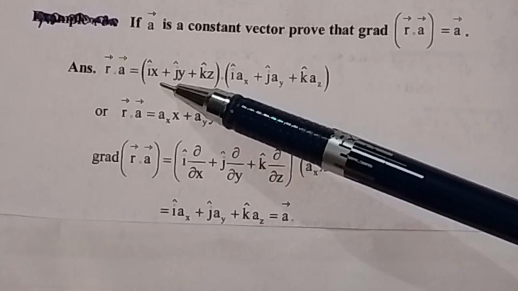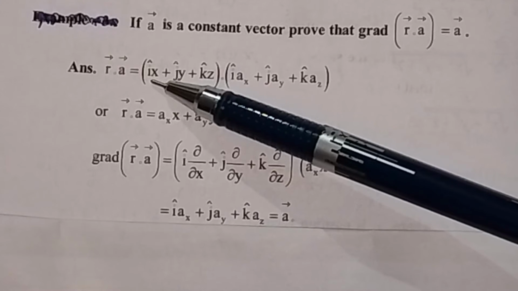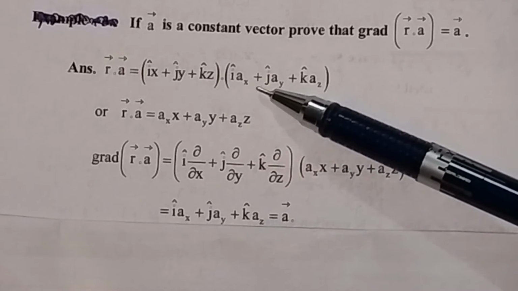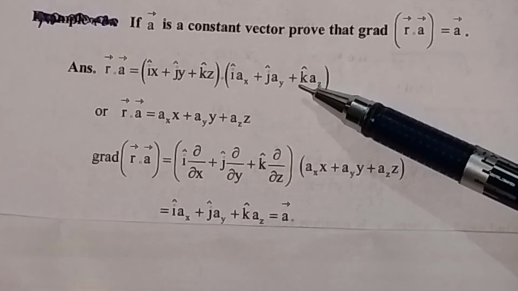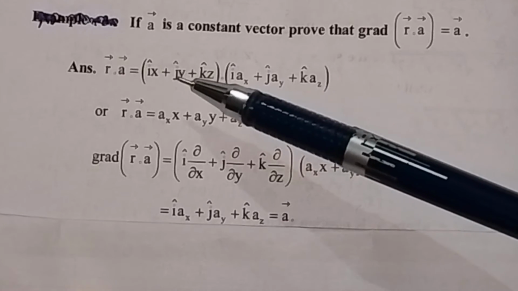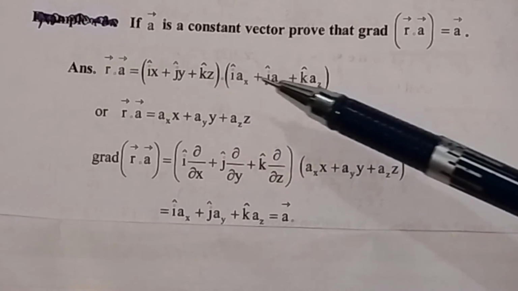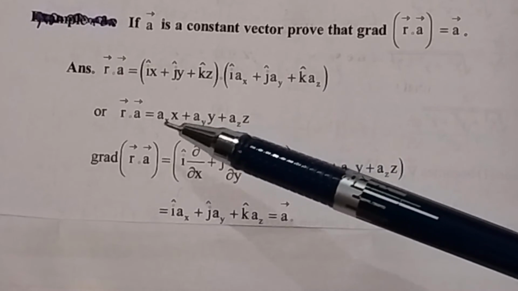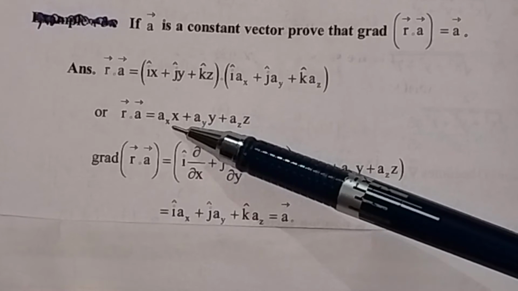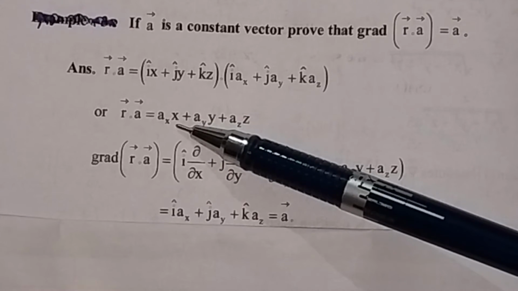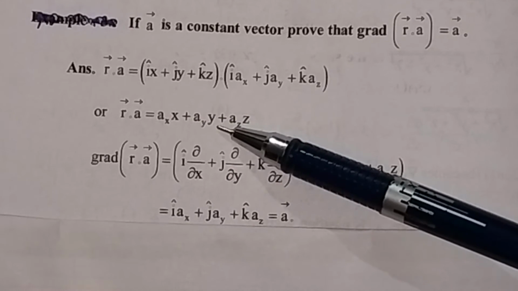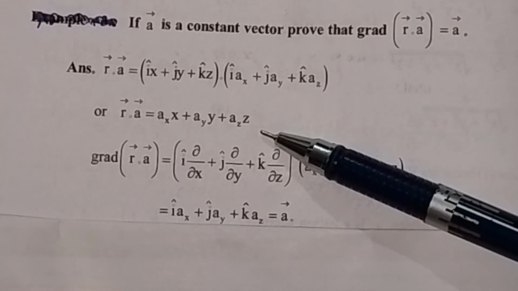If you take the dot product, only i dot i, j dot j and k dot k exist, and other dot products like i dot j, i dot k will be equal to 0. So r dot A will be equal to ax into x plus ay into y plus az into z.